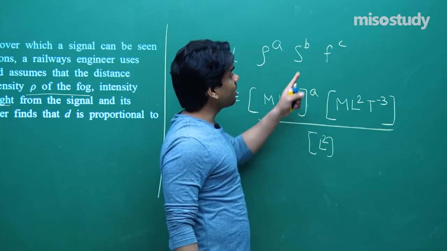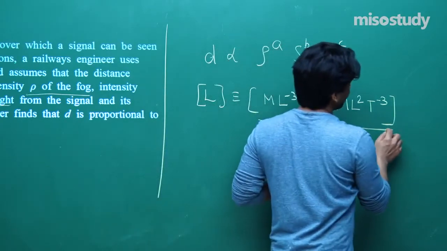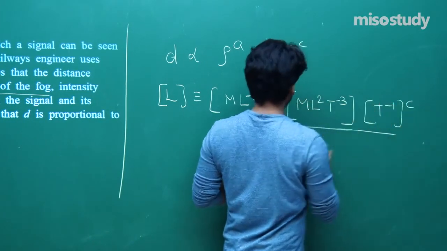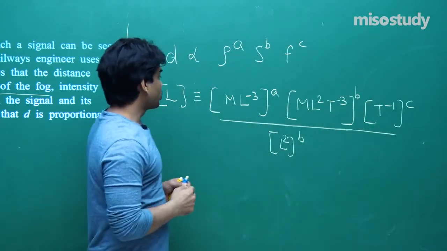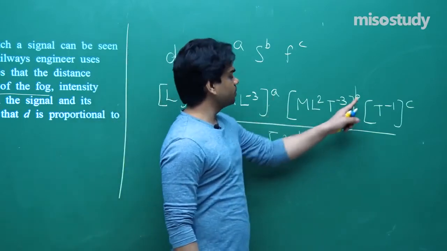And then we will be having frequency, that is time power minus 1. So let me write down here time power minus 1 and power C, and here we had power B. So let me write here power B also. So clearly if I simplify this term, I will be having m power A plus B.